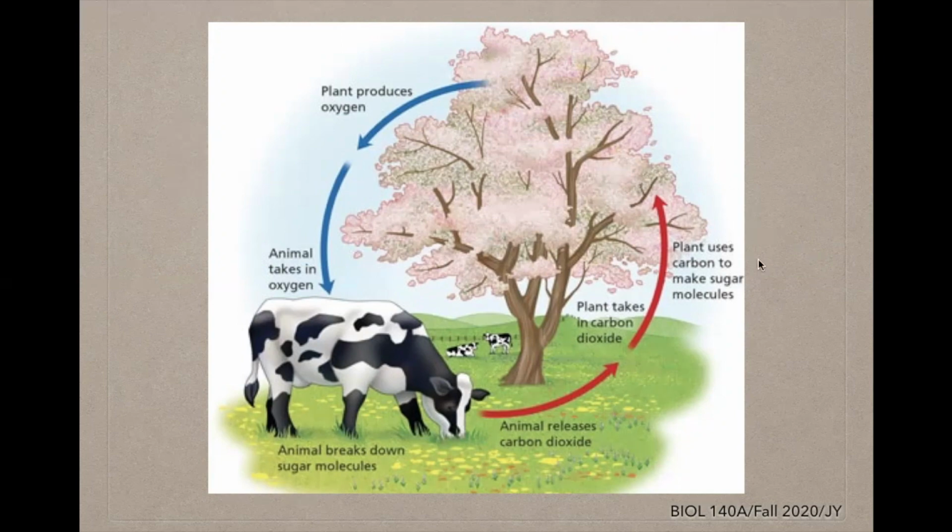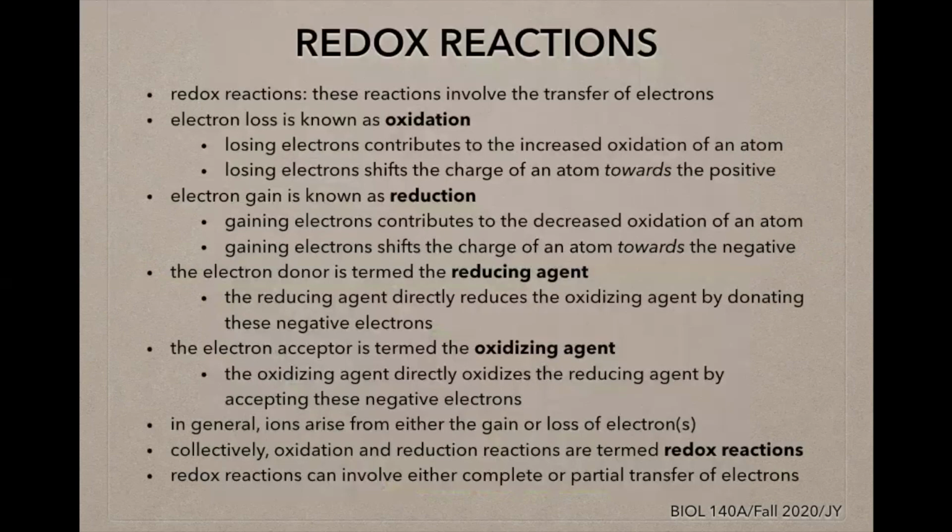Now, we'll discuss redox reactions. So redox reactions are one type of many types of chemical reactions. In particular, redox reactions involve the transfer of electrons from one atom to another or from one molecule to another. The term redox implies oxidation and reduction.